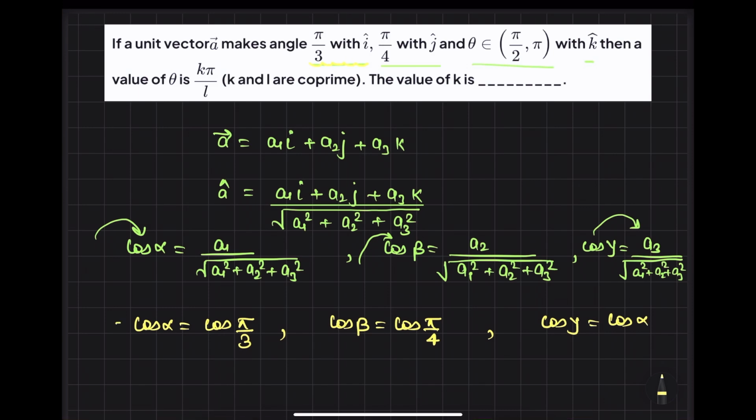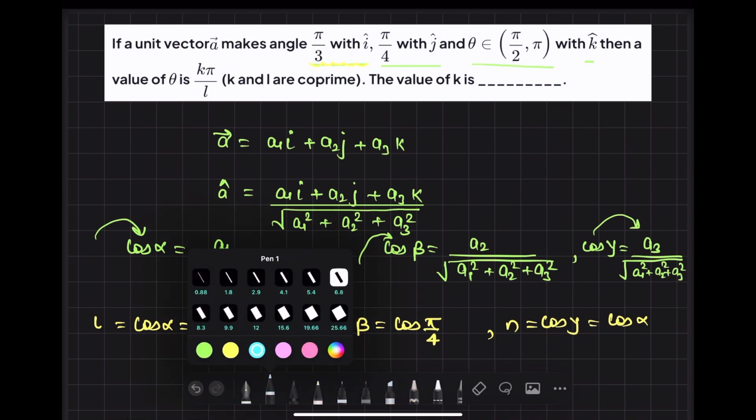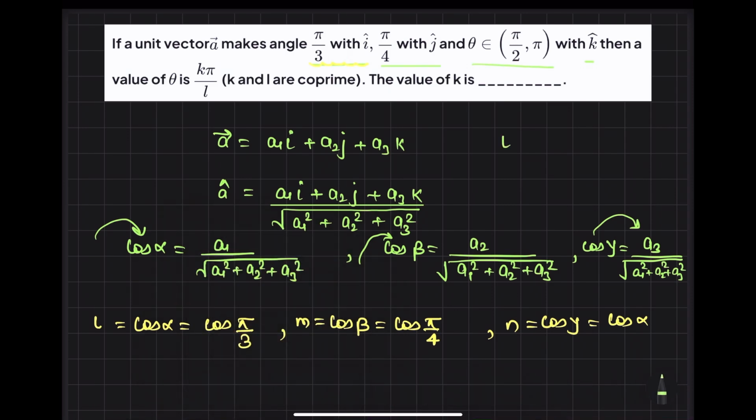If you remember, we used to call these L, M, N. And we have also memorized one result, that L square plus M square plus N square equals 1. If you are not comfortable, you already have L square plus M square plus N square. Just add them and find what you will get. You will find out that it comes out to be 1.